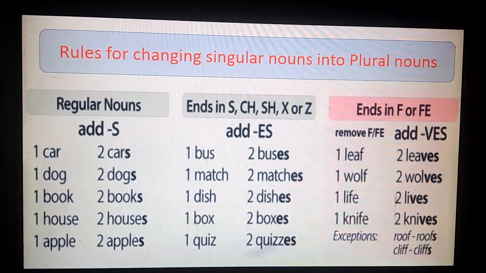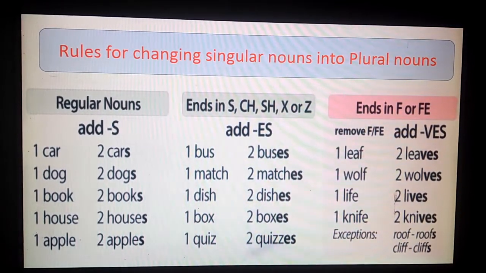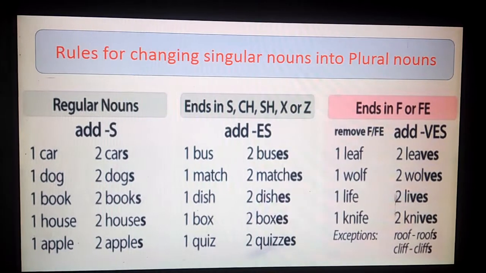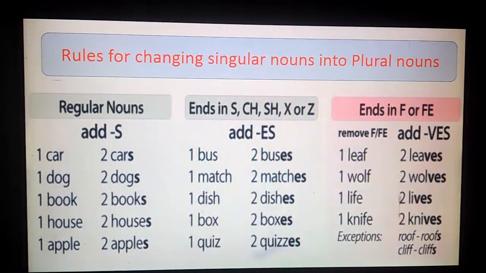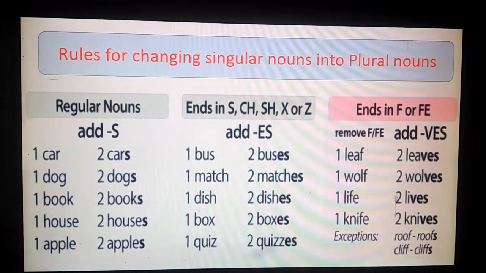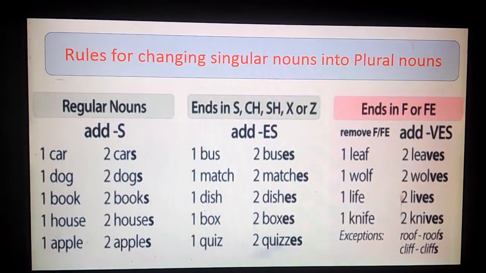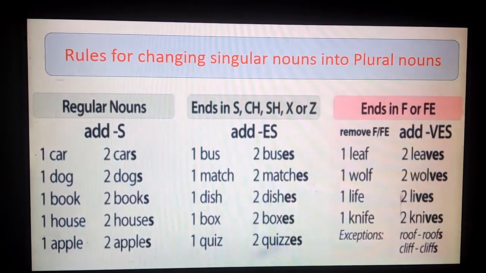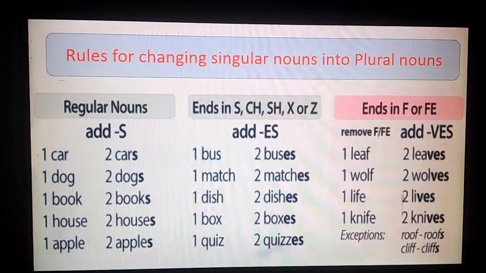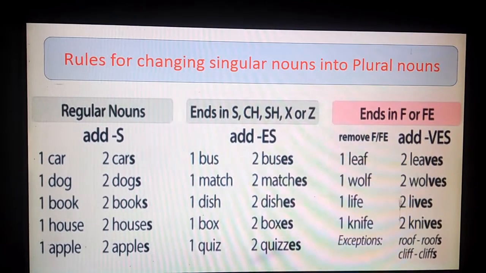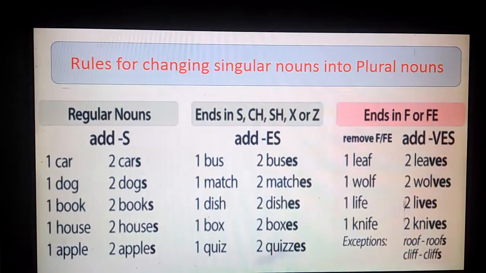And the second rule: the common noun which ends in s, ch, sh, x or z. How do we make it plural? By adding es. And the example, one bus, two buses. You can see that here the noun ends with s, so we have added es. One match, two matches. One dish, two dishes. One box, two boxes. One quiz, two quizzes.